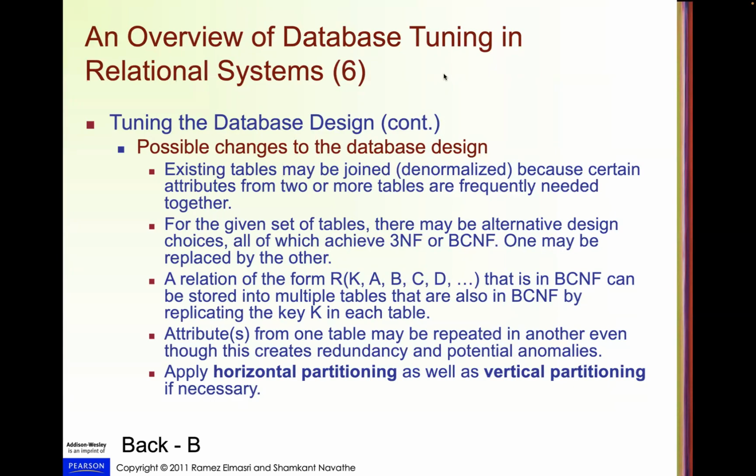The first one: denormalization can be done because certain attributes from two or more tables are frequently needed together. So you remember, what do we do in normalization? We make logically related fields form a table. For example, all the fields related to the students will go inside the student table. All the fields related to the courses will go in the courses table. All the fields related to the instructors will go in the instructor table.